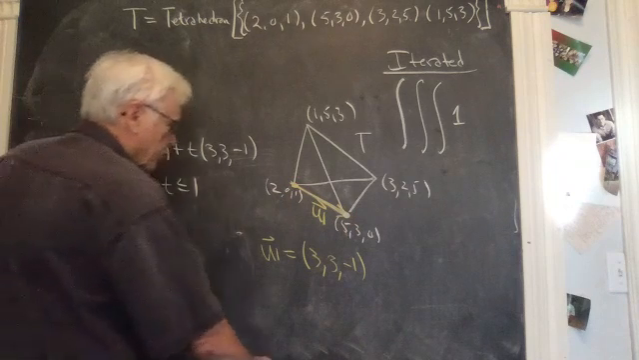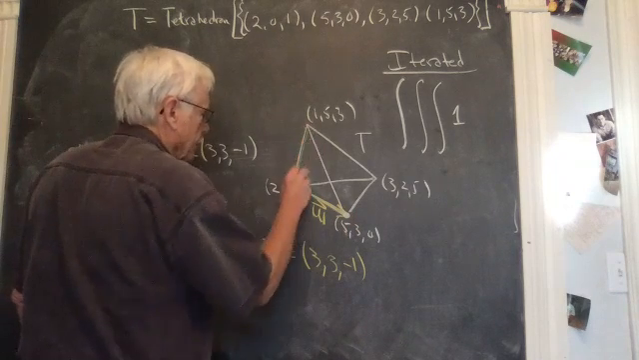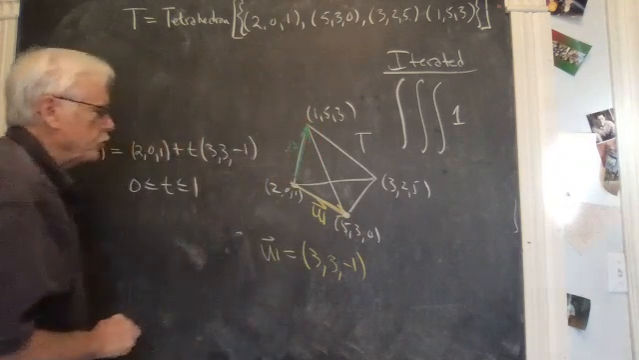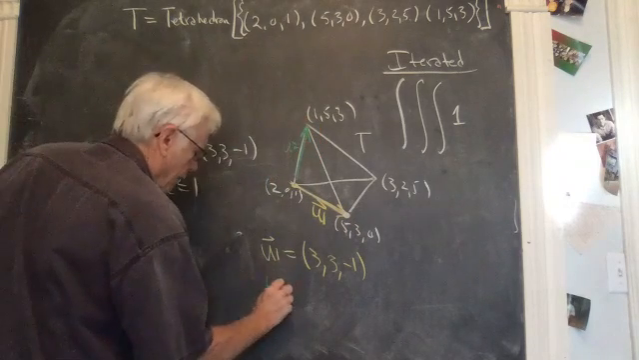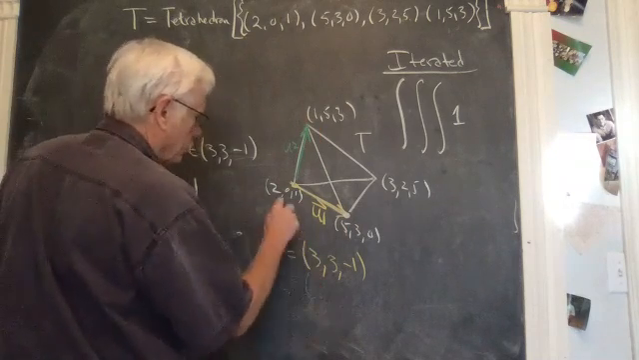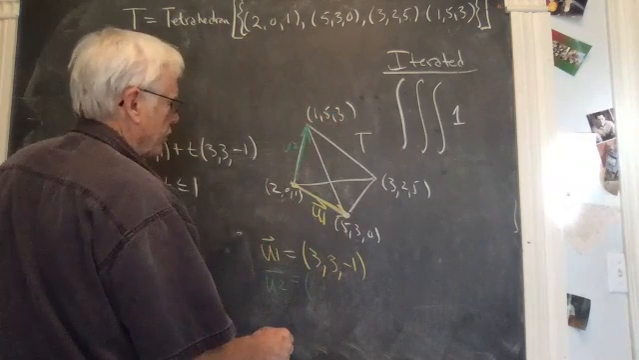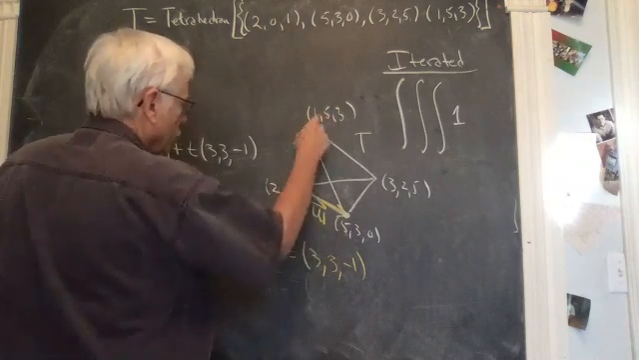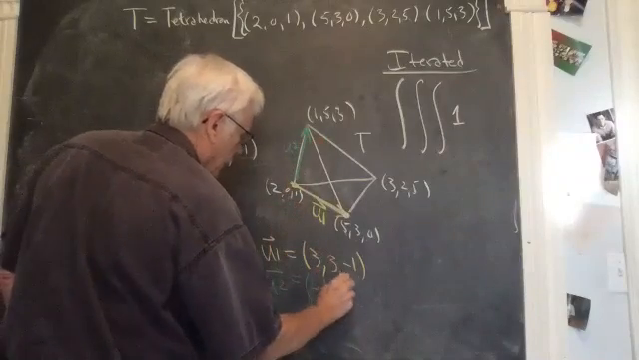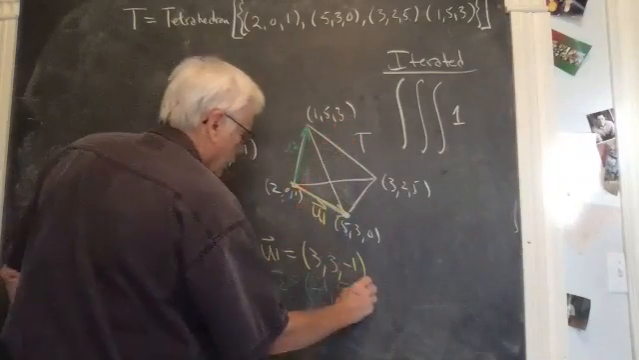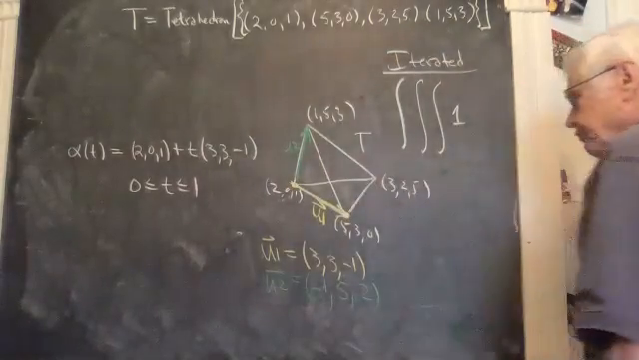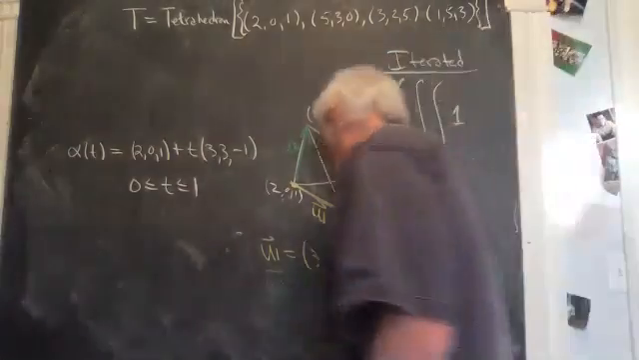It gets more interesting if I add a little bit more. So I'll get this U2 vector that's between 201 and another one of the vertices, say 153. So 1 minus 2 is minus 1. 5 minus 0 is 5. 3 minus 1 is 2. So (-1, 5, 2) is that vector.